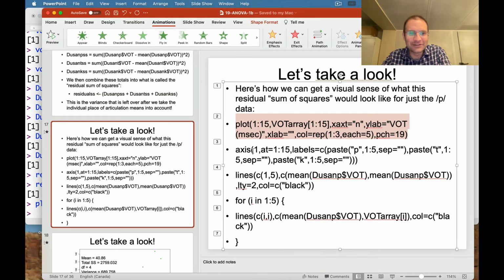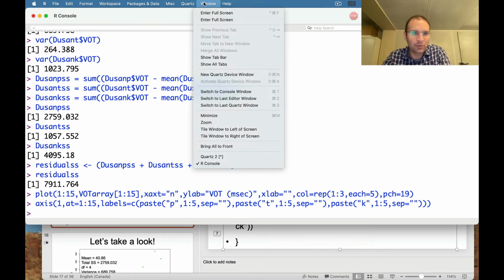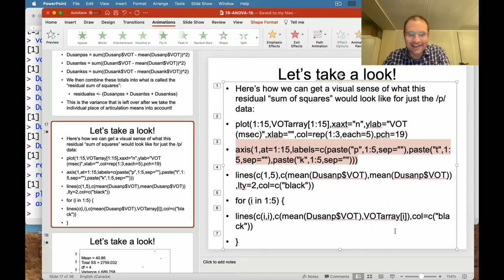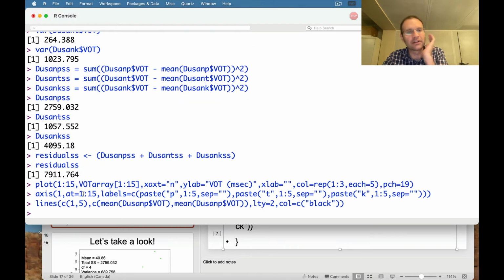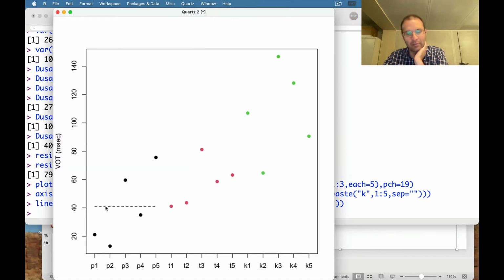I'm going to use some of the same commands I used before, so we don't have to worry about this too much. At this point, we're where we started with the labels and the dots. But now I'm going to plot separate means for each place of articulation. So the first one's going to be black because those are the P colors. And I'm just plotting the mean of Duchamp's P VOT. So I have a black dot or a black line in here just for these first 5.